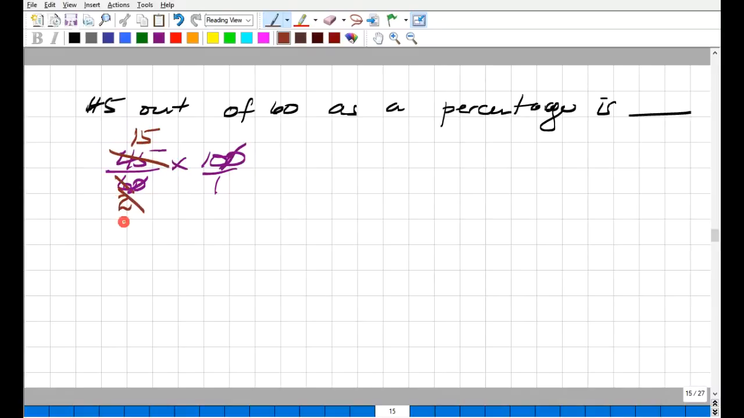2 can go into 2 one time. 2 can go into the 10 five times. Now we're left with 15 by 5 over 1 by 1. That's going to be 1. And 5 times 15 would give us what?